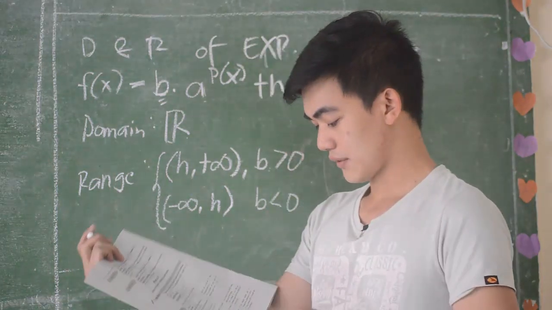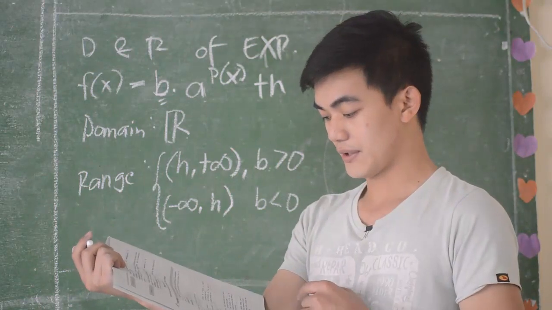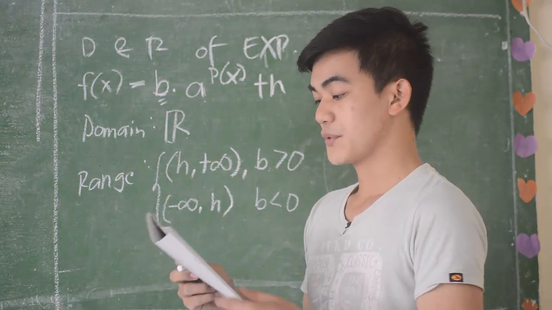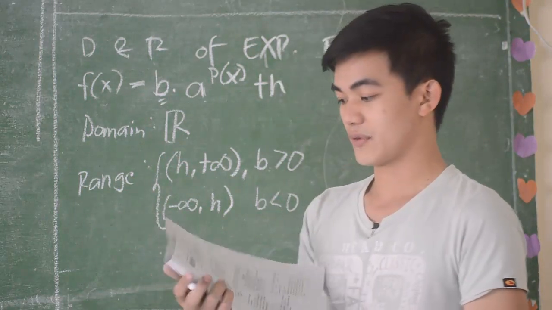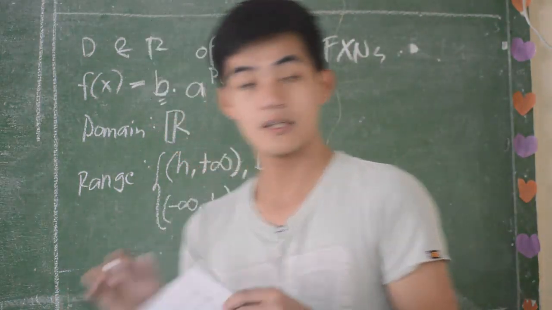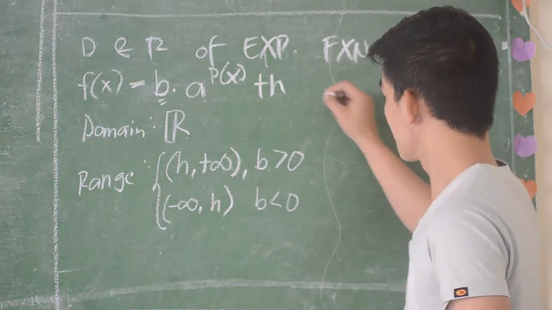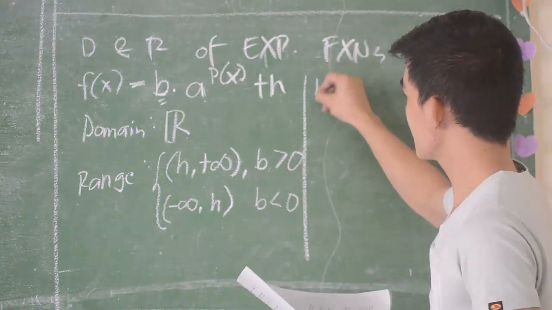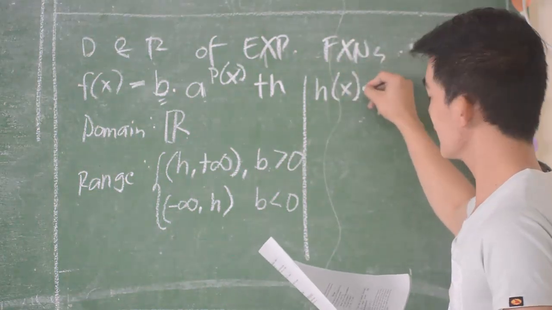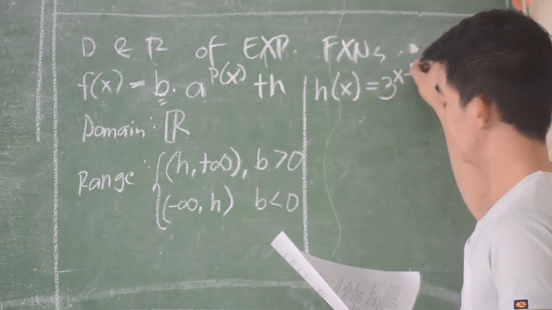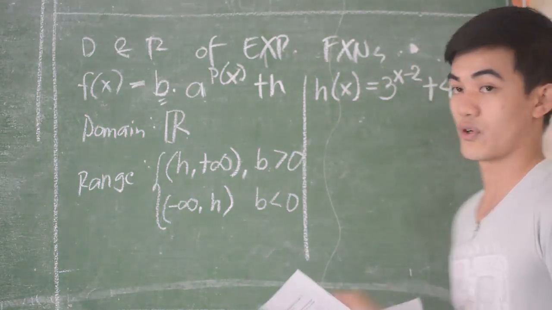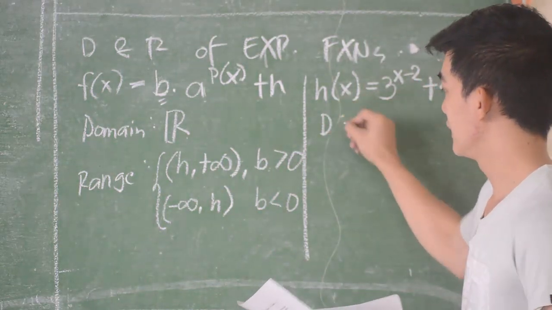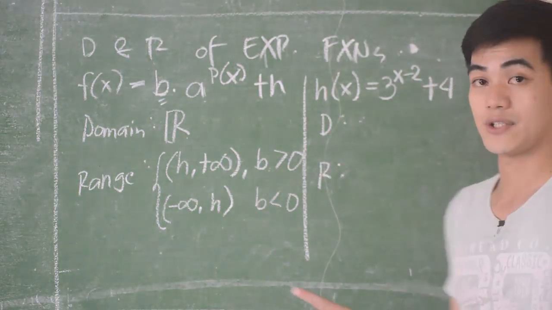For the first one, you already know the domain and range, because those are just ordered pairs. Let us proceed with this one. On page 5, in the first part, find the domain and range of the following exponential function. Suppose we have an exponential function represented by h(x) = 3 raised to x minus 2 plus 4. We are going to find the domain and its range.